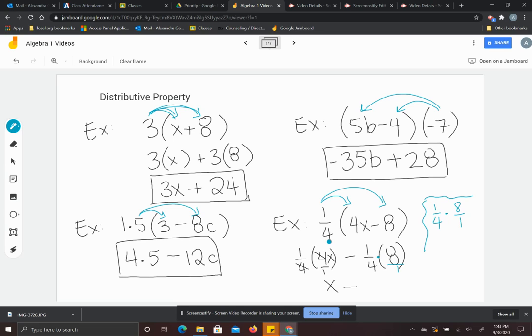We can cross cancel and factor out a 4 from both, like divide by 4, we get 1. 8 divided by 4 leaves us with 2. So the expression you're left with is x minus 2. And that's it for the distributive property.